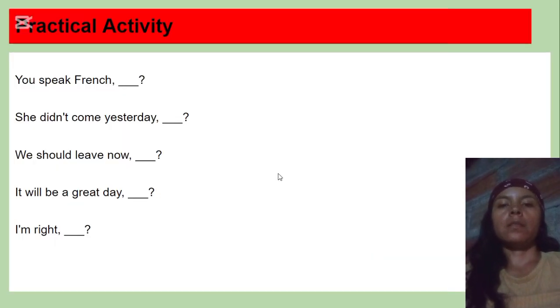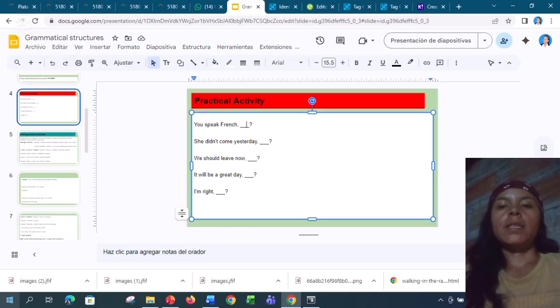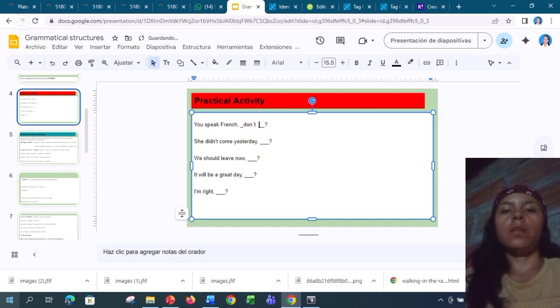"You speak French, do you?" Okay. The statement "you speak French" is positive in the present simple, and in the present simple there is no auxiliary verb. We use do in the tag. The polarity is inverted to negative. "She didn't come yesterday, did she?" "She didn't come yesterday" is negative, and in the past simple with the auxiliary did, it is inverted to positive.